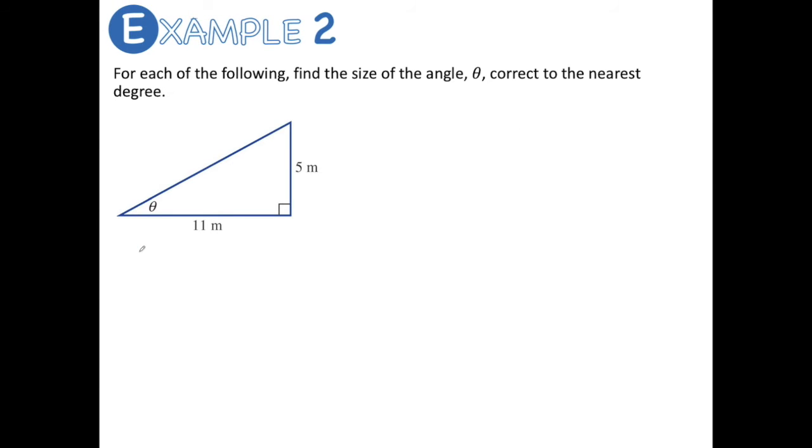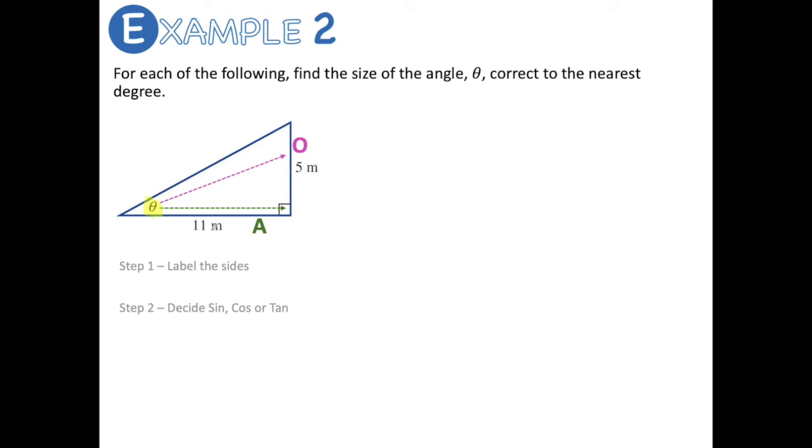So let's have a look at a second example. And this time I want to calculate the theta angle for this right angled triangle. So going ahead, following the same 6 steps. Step 1, label the sides. So my 5 meter side is opposite the angle. My 11 meter side is adjacent to the angle. So I've got opposite and adjacent.